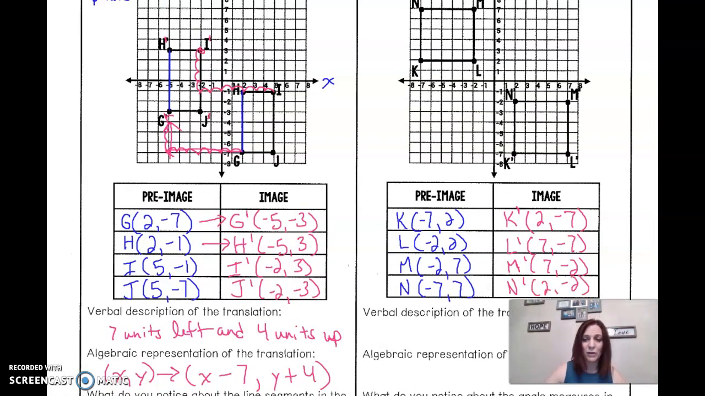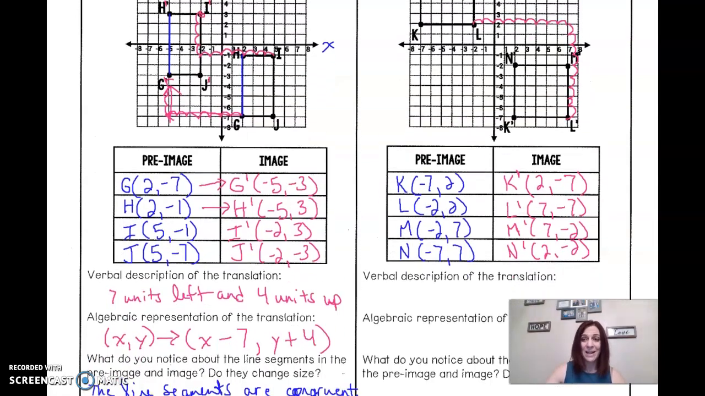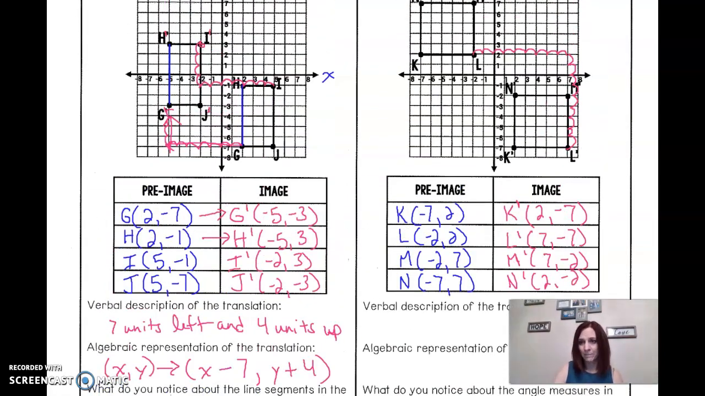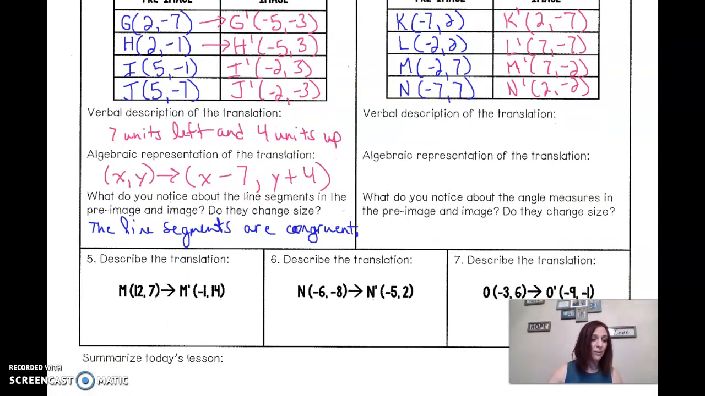Okay, so our verbal description. Well, if you count it, let's say I'm going from L to L prime, I'm going to move to the right. 1, 2, 3, 4, 5, 6, 7, 8, 9. So what's cool about a coordinate plane is we have the lines. So I'm going right 9 and then down 1, 2, 3, 4, 5, 6, 7, 8, 9. So I'm going right 9 and down 9. So my verbal description is going to say 9 units right and 9 units down.